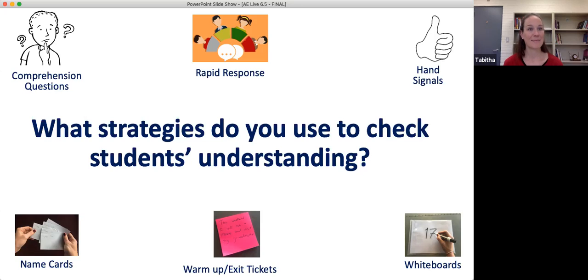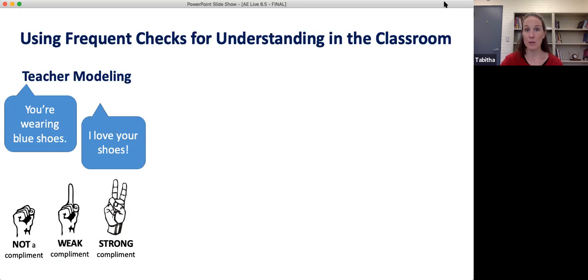Yeah, really great ideas. So let's see how Fitri's lesson might have looked different if she had used some of these strategies. Fitri had a few different opportunities when she could have used checks for understanding. She could have done checks for understanding during her teacher modeling. She could have given students a lot of example sentences and asked them to show on their hands how strong of a compliment it was. So she could say to students, "You're wearing blue shoes." And for that, they would show no fingers, because that's not actually a compliment. That's just an observation or a fact. Then she could say something like, "Nice shoes." And maybe students would show one finger. That's an okay compliment, a little bit weak.